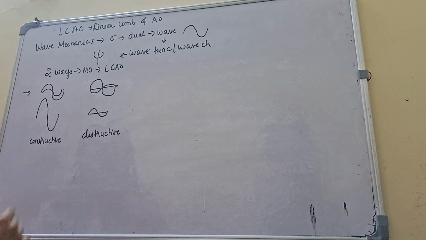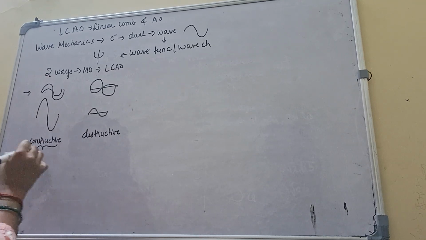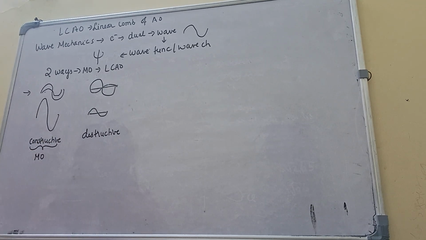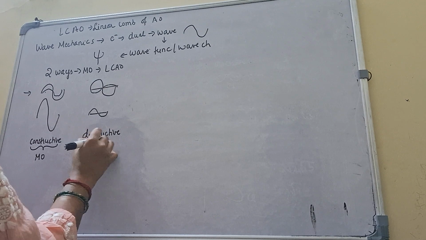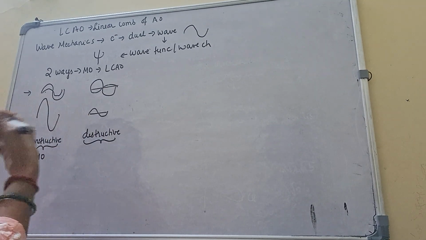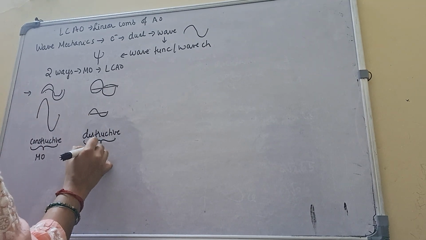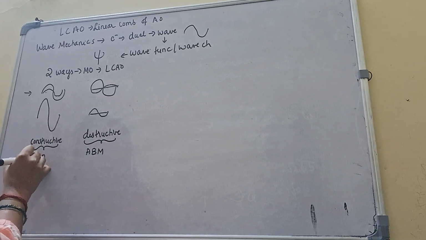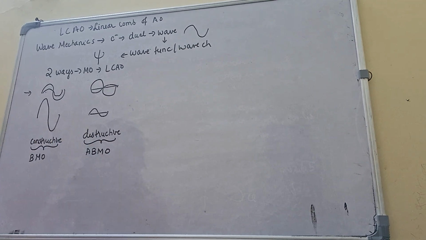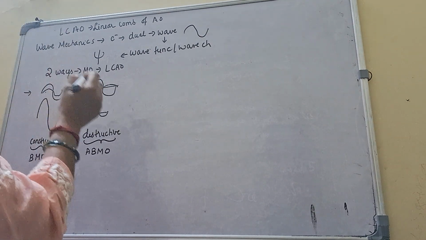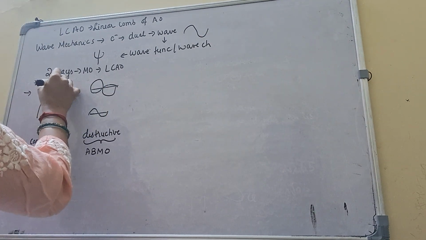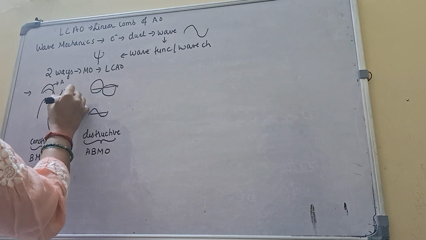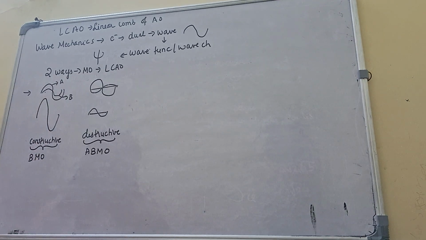If constructive interference happens, that results in the formation of a bonding molecular orbital, and if destructive interference of two electron waves happens, that results in the formation of an anti-bonding molecular orbital. This is the bonding molecular orbital, and this is the anti-bonding molecular orbital. So if I have two atoms, let me say this wave is of atom A and this is for atom B.